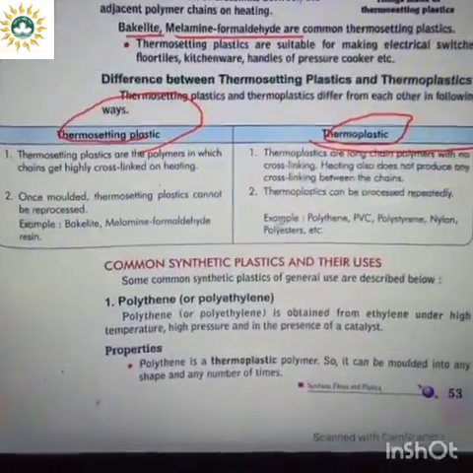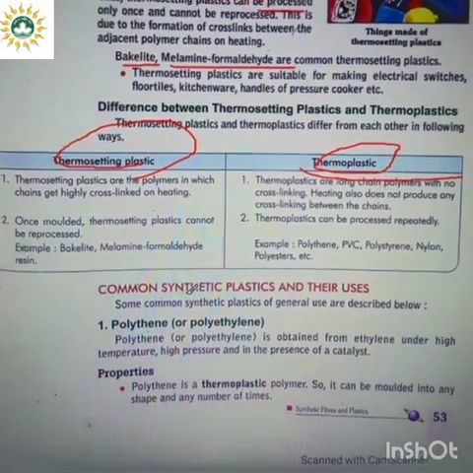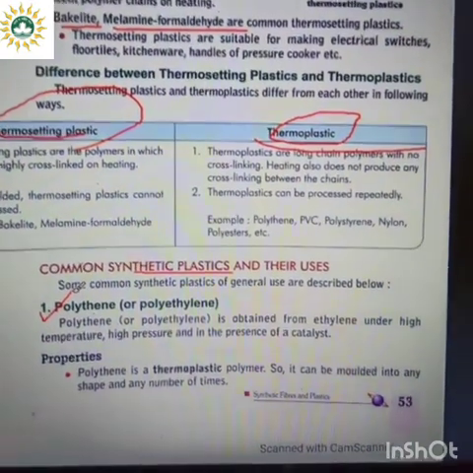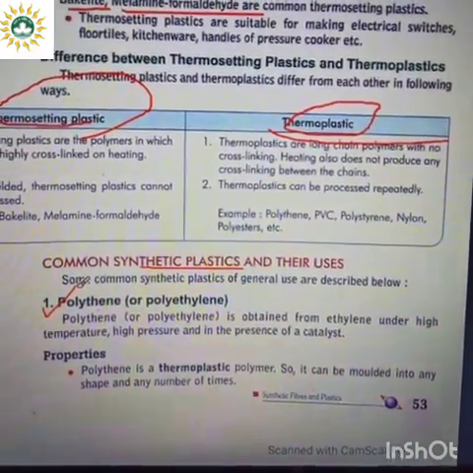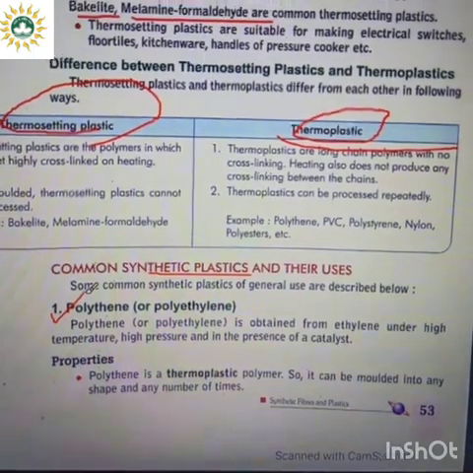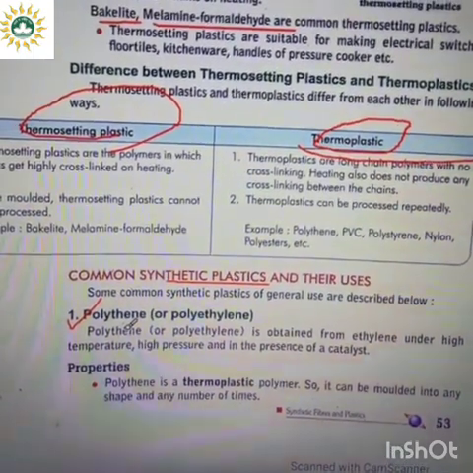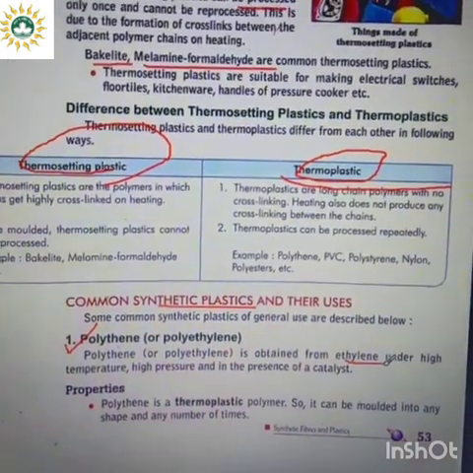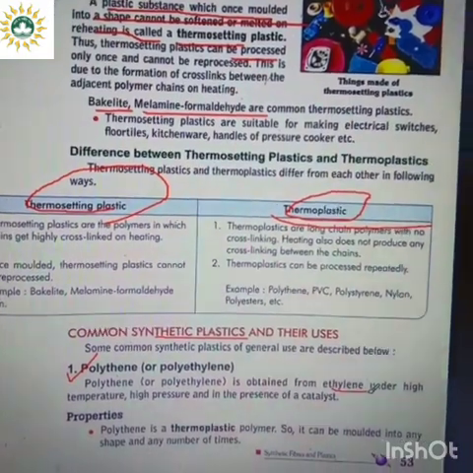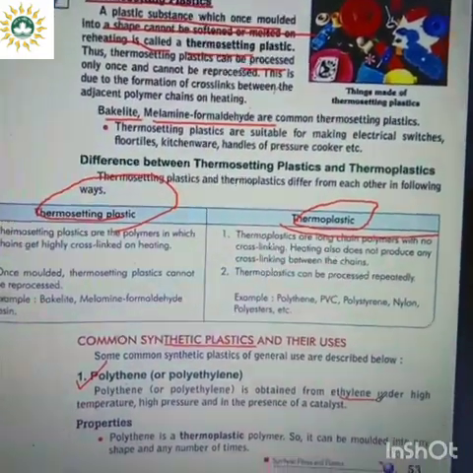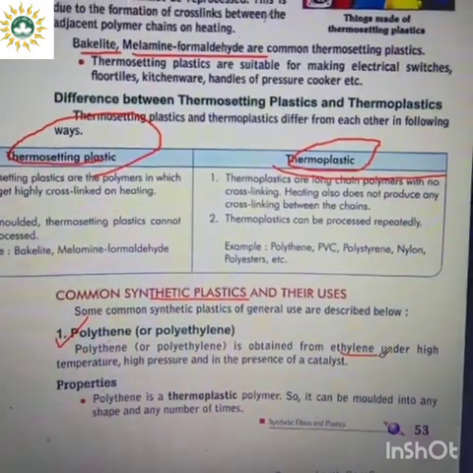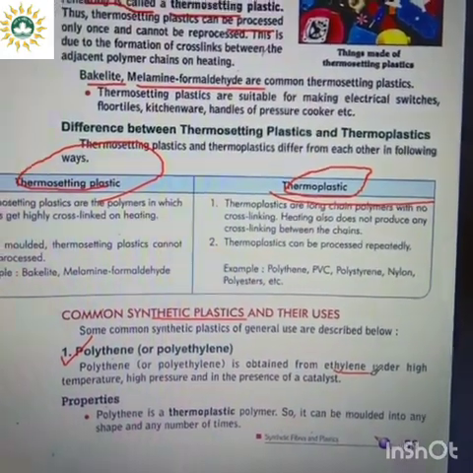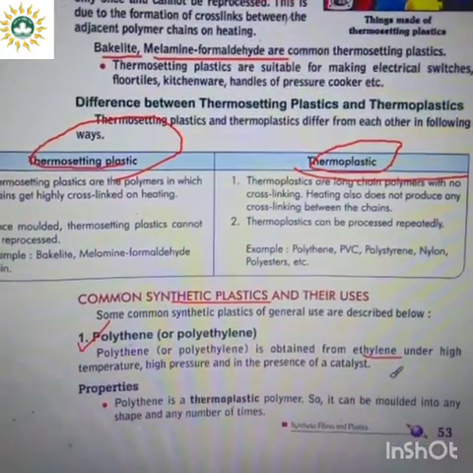We will move on to studying some common synthetic plastics along with their uses. First we will see polythene. Polythene or polyethylene, as the name suggests. Why are they named so? Because polythene is obtained from ethylene. These ethylene compounds contain carbon and are placed under high temperature, high pressure, and in the presence of a catalyst. Why is a catalyst required? Because the catalyst will enhance the reaction.